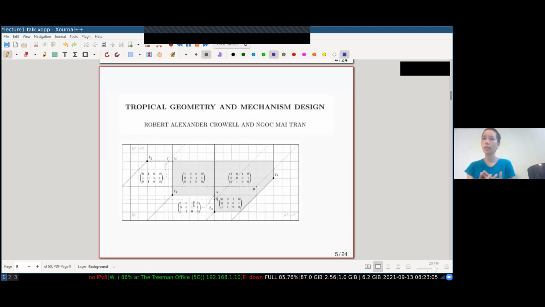Tropical geometry also has applications in mechanism design. So this is an area of economics. I wrote a little bit about it. This picture is just to show a tropical hyperplane arrangement. So this is like a 2D version of what you saw before. The gray area is my tropical polytope, and here you see a lot of matrices. These track basically the combinatorics of the cells. So the key point is that all of this has economics interpretations in terms of mechanism design.